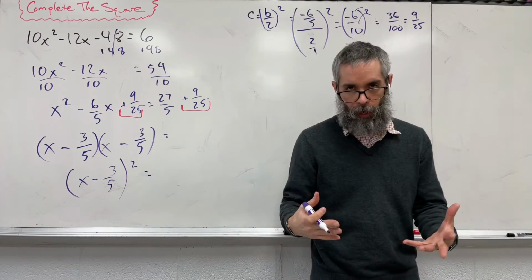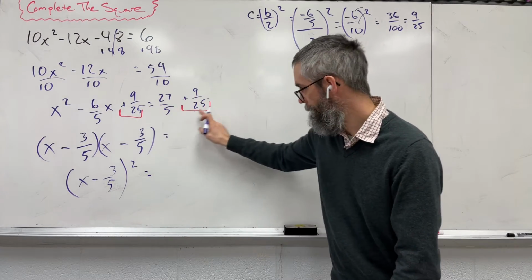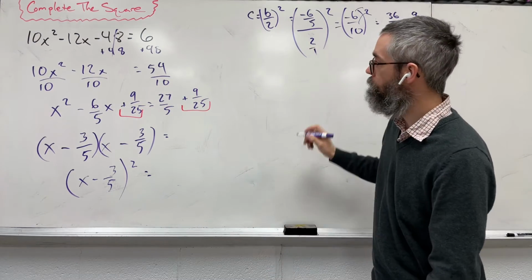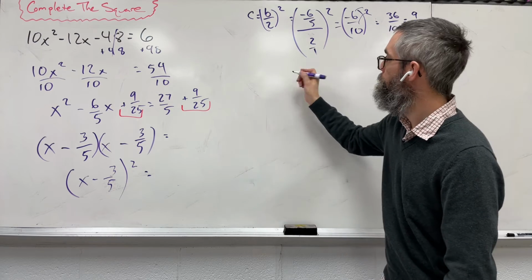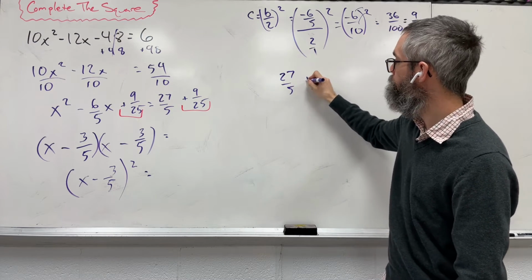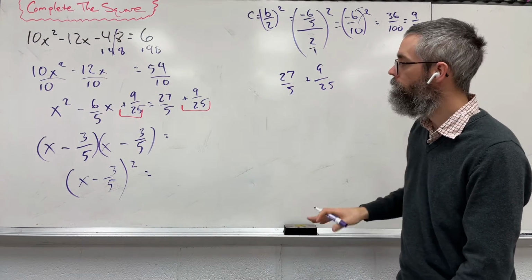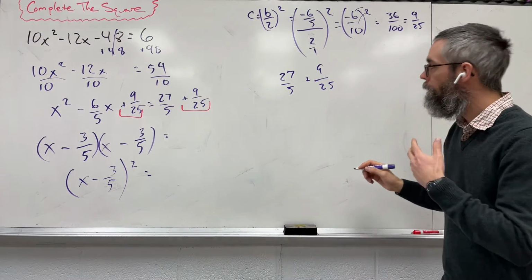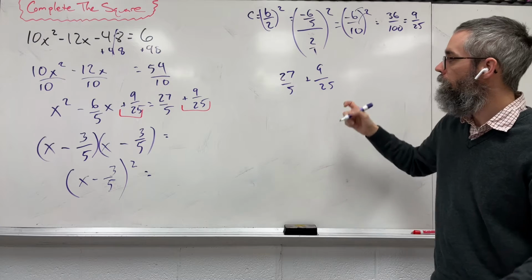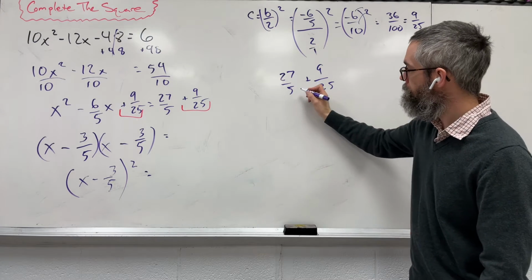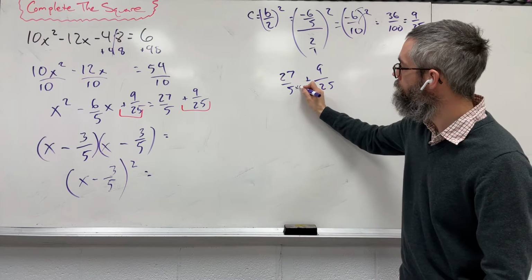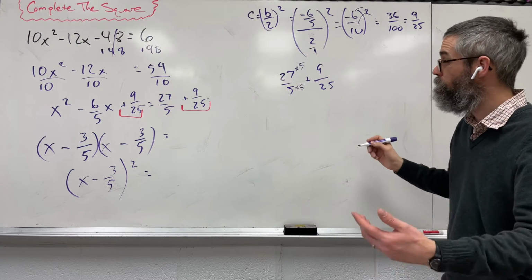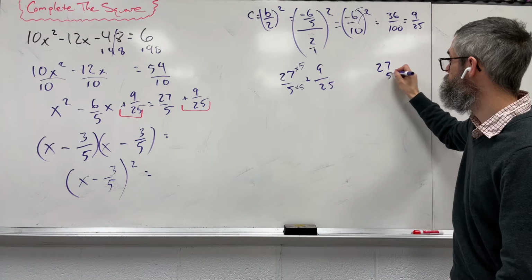Okay, another fraction problem. I need to add these two things together. So we're going to say 27 over 5 plus 9 over 25. So again, side problem, we just need to simplify this part right here. In order to simplify, we need common denominators. So why not turn this to 25? We've got to multiply top and bottom by 5. So what's 27 times 5? I don't know.